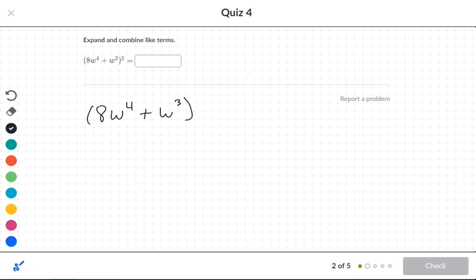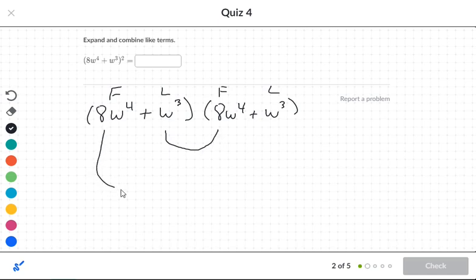So let me repeat the parentheses again. So I'm going to go parentheses 8w to the fourth plus w to the third. First, last, first, last. Double smiles and then double smiles. So first is going to be 8 times 8. 8 times 8 is 64. And I have 4 w's and 4 w's, so it's w to the 8th.